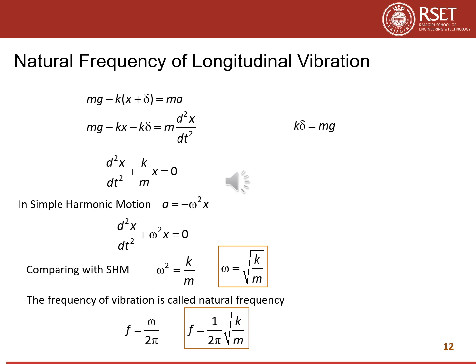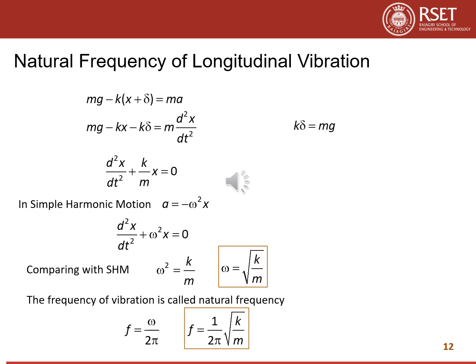Now from the first case, based on static deflection, we know that k delta is equal to mg. So we can write mg minus kx minus k delta is equal to ma, and a is d square x by dt square. Since mg is equal to k delta, they cancel out. We get the equation m d square x by dt square plus kx equal to 0. Dividing the whole equation by m, we get d square x by dt square plus k by m into x is equal to 0.